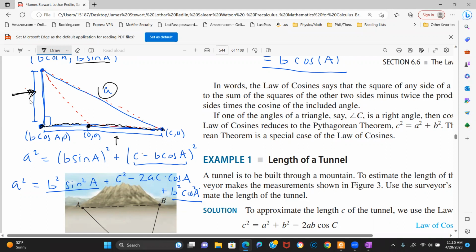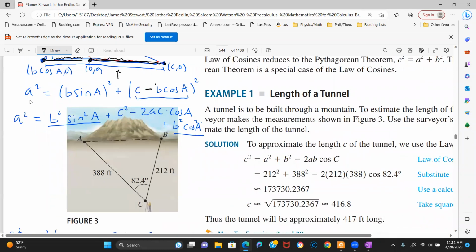Hopefully it's clear why I have to subtract this off: I want to make it positive because I want this to be a length, and then I want to add it to this length to get the length of one of the sides of this big right triangle.